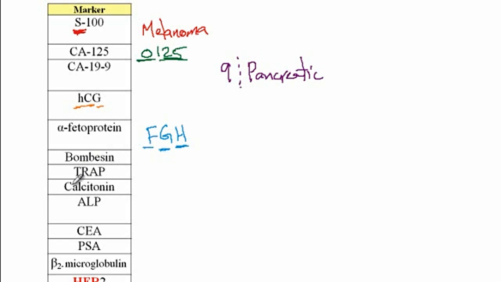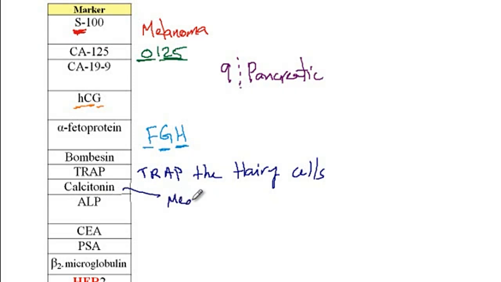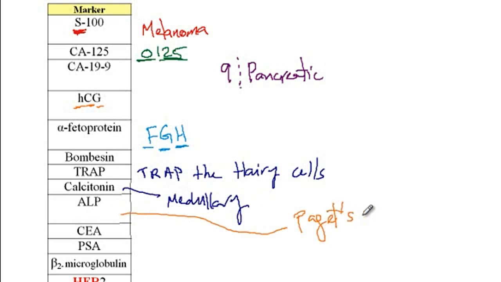And then what cancer can be tracked with the TRAP marker? So remember, it was TRAP, the hairy cells. So hairy cell leukemia can be tracked by the TRAP protein. For calcitonin, I didn't provide you with any memory aid, but that's used to track the medullary carcinoma of the thyroid. Then we have the ALP, so pigeons on ALP, so Paget's disease, as well as metastasis to the bones or liver are associated with elevated levels of alkaline phosphatase.